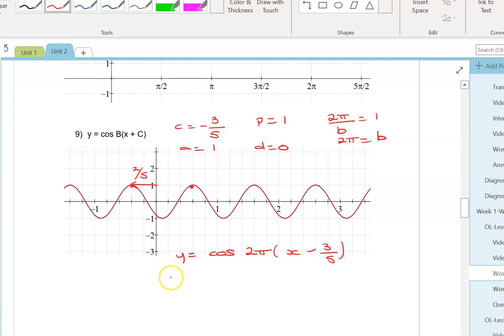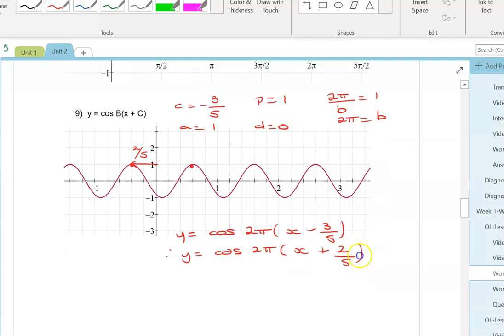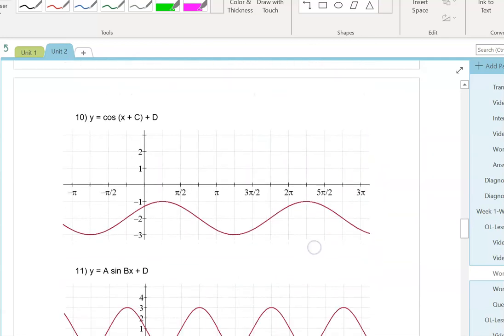So I can actually get an alternative cos formula that looks like this, which is cos 2 pi of x plus 2/5. Now, both of these answers are correct. Let me just do one more.